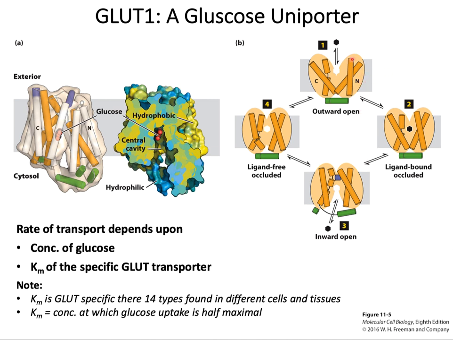On the right is a GLUT1 working model cycle known as the alternating access model. In step 1, the outward open conformation binds glucose. Binding depends on the Km and glucose concentration. Upon binding of the glucose, the transporter changes conformation as in step 2 to the ligand-bound occluded conformation, and then again it changes conformation to deliver the glucose into the cytoplasm, and the release of the glucose is dependent upon the Km and the glucose concentration as well, like step 1. Step 4 is a ligand-free occluded conformation.